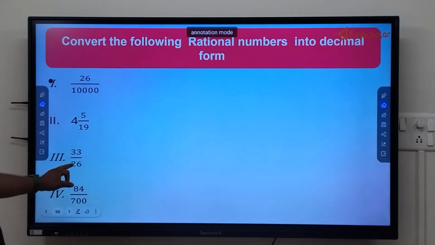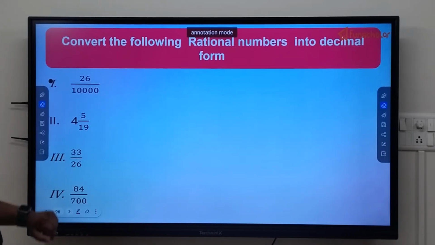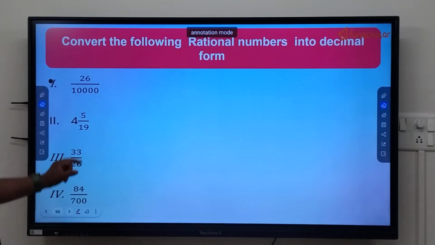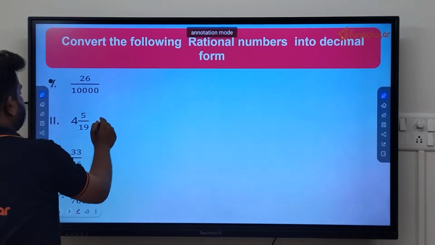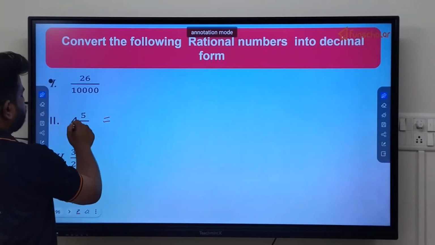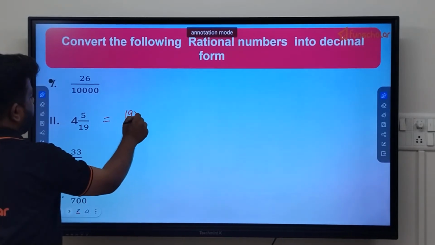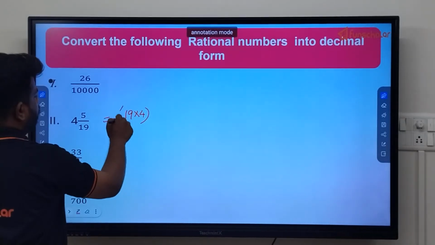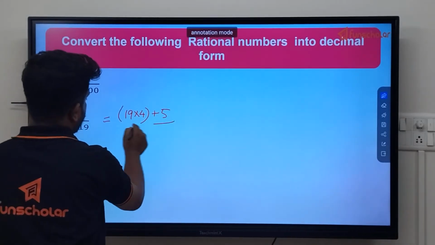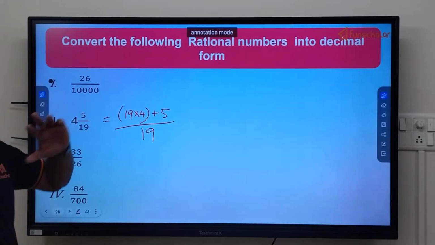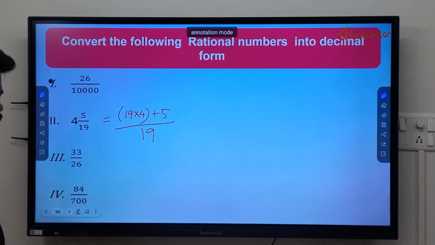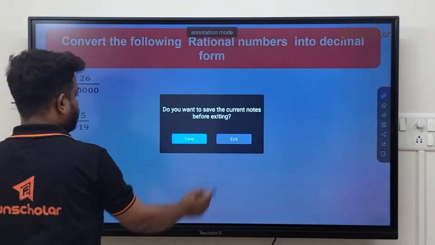For these cases you have to divide 33 by 26. And here you can convert it like multiply 19 into 4 plus 5 and then 19. Then you can do the rest of the part. Okay, let's go to the next one.